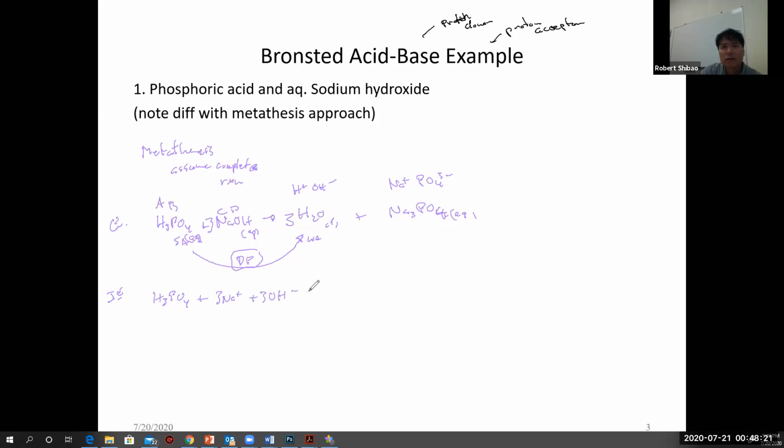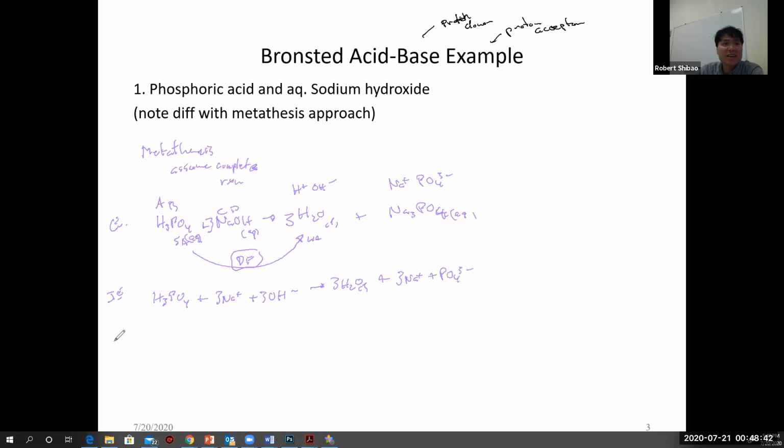Okay, this is going to go to water. Water is neither a strong acid, strong base, or a soluble salt. And then we go to sodium phosphate. Sodium phosphate is a soluble salt. So we break that up. It's going to break up into 3 sodiums and 1 phosphate. So now we have it.